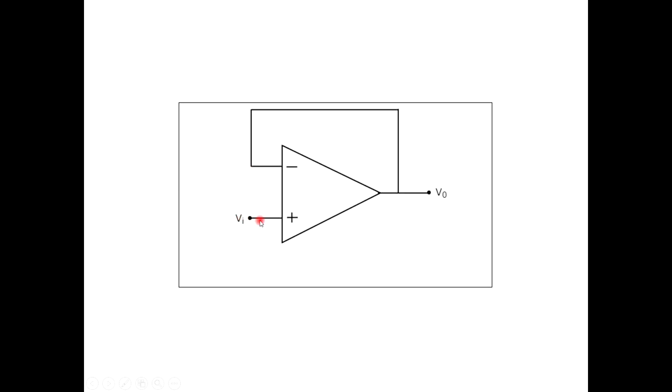So now just think about it. If Vi is given to the non-inverting terminal, using the virtual short concept, Vi appears at the negative terminal. That same voltage appears as your output. So what is output voltage? It is the voltage at the inverting terminal, which is the voltage at the non-inverting terminal, and it is the voltage which is given as the input. So Vi is equal to V out.